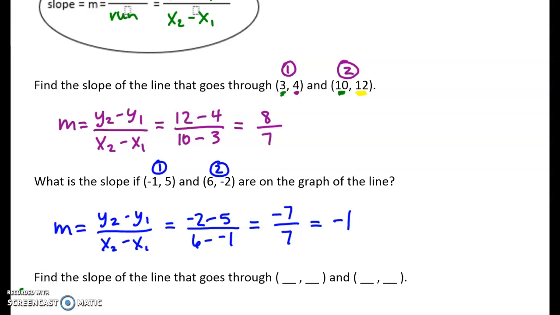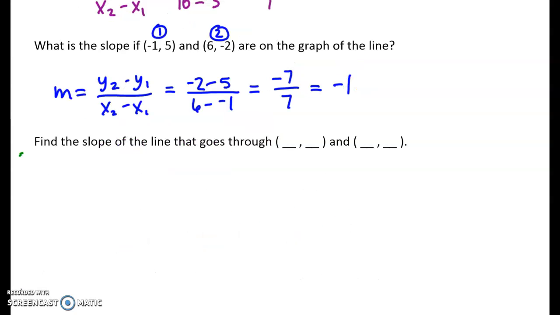And our last example on this page says find the slope of the line that goes through blank and blank. I want you to put 2 coordinates in there and find the slope on your own. Okay, pause it here.